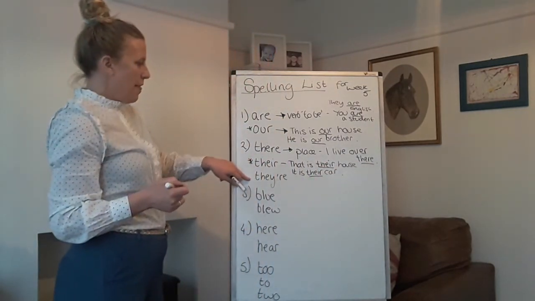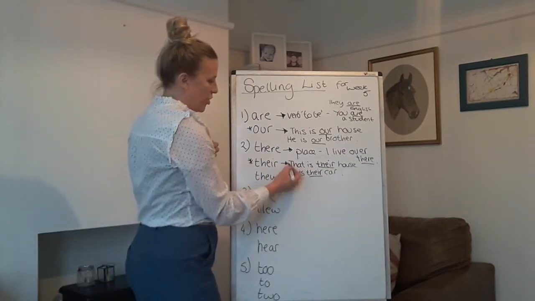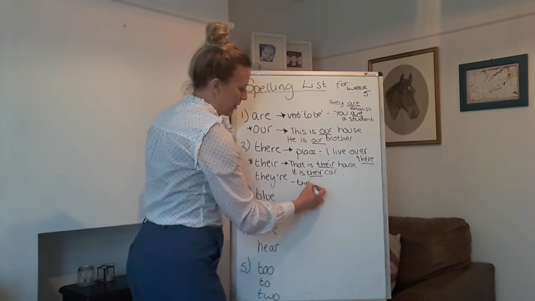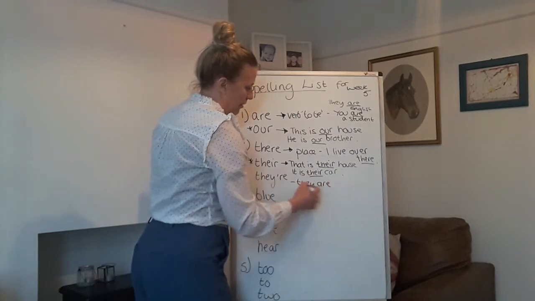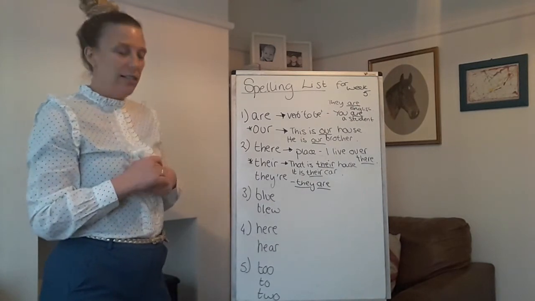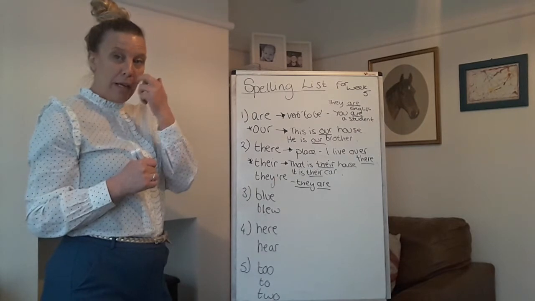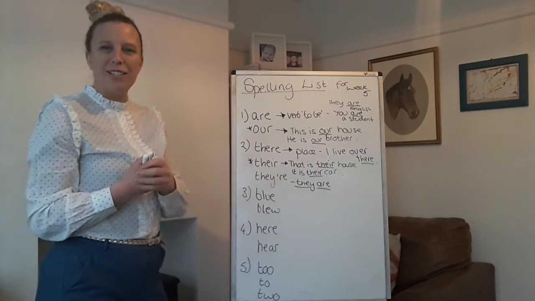And then we've got they're, as in they are. So that one's a bit easier. That's the contraction of they are. They are students there. Okay, we pronounce it the same. T-H-E-Y apostrophe R-E, they're. They're students. It means they are students.